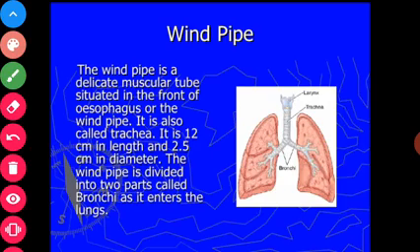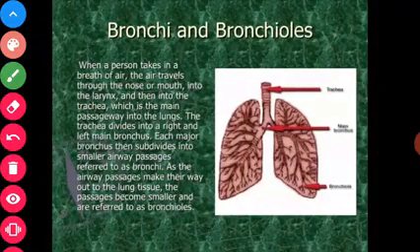The bronchi are connected to two lungs. The lungs lie in the chest cavity. These lungs are present in the chest cavity, or we can say the thorax cavity, which is separated from the abdominal cavity by a muscular partition.